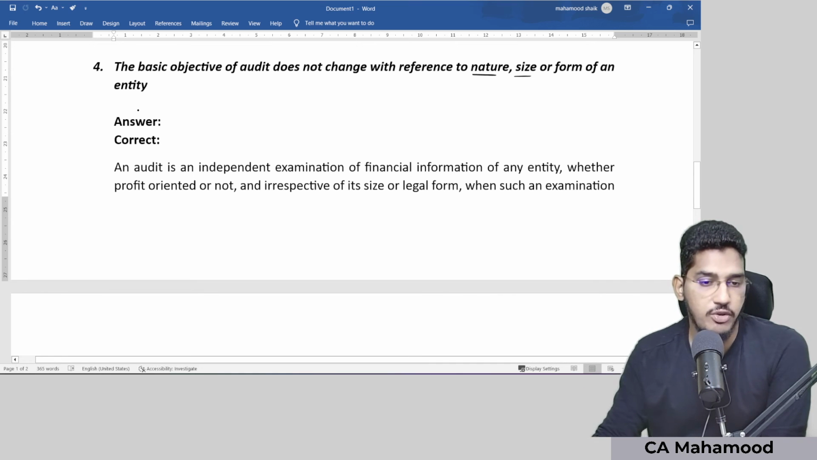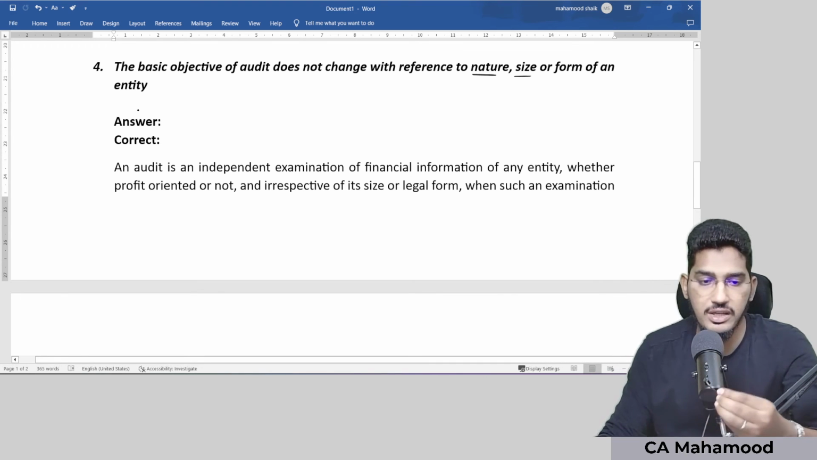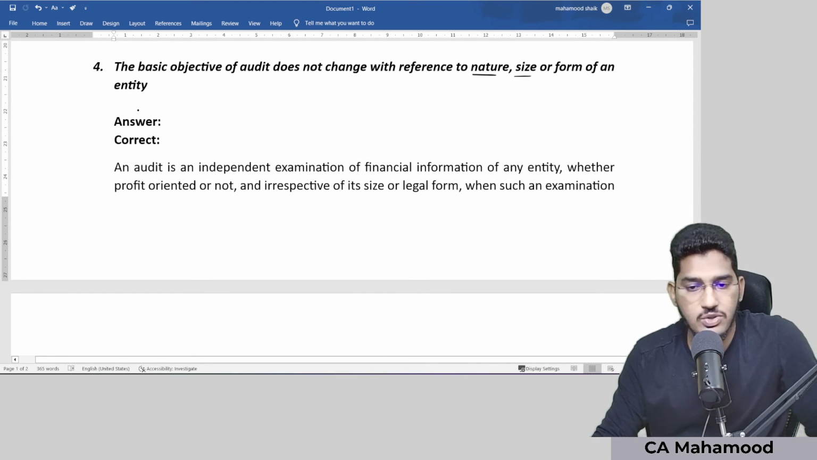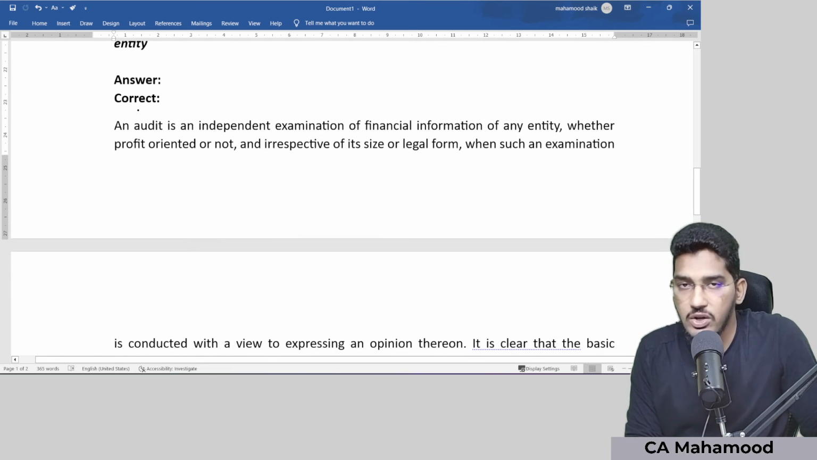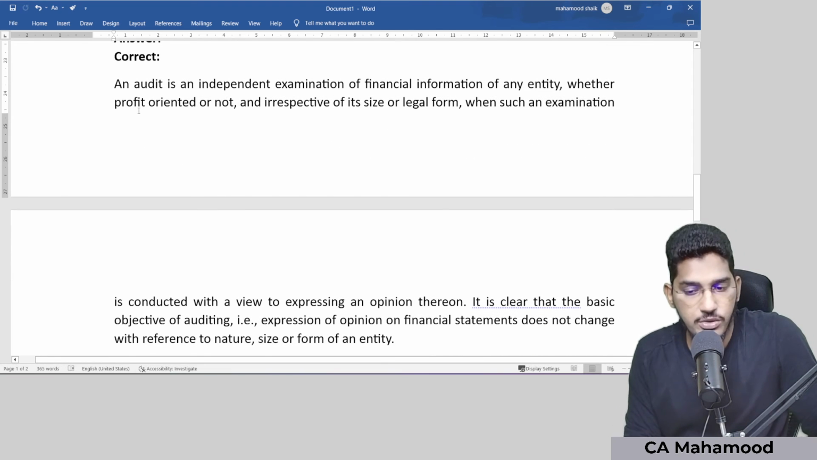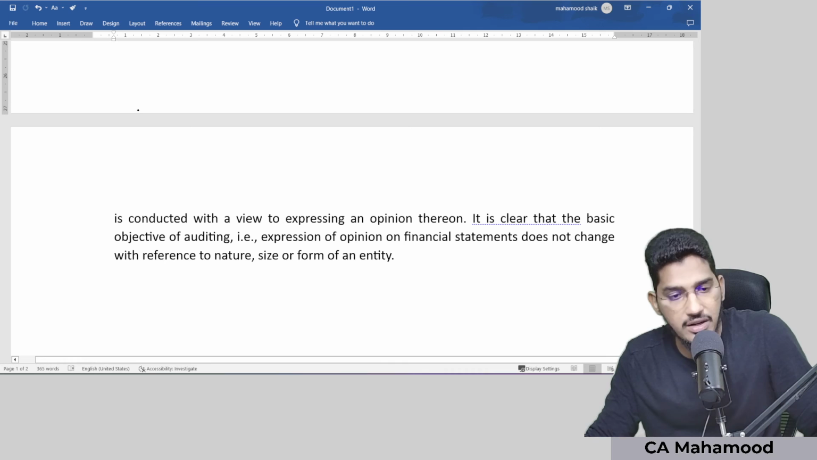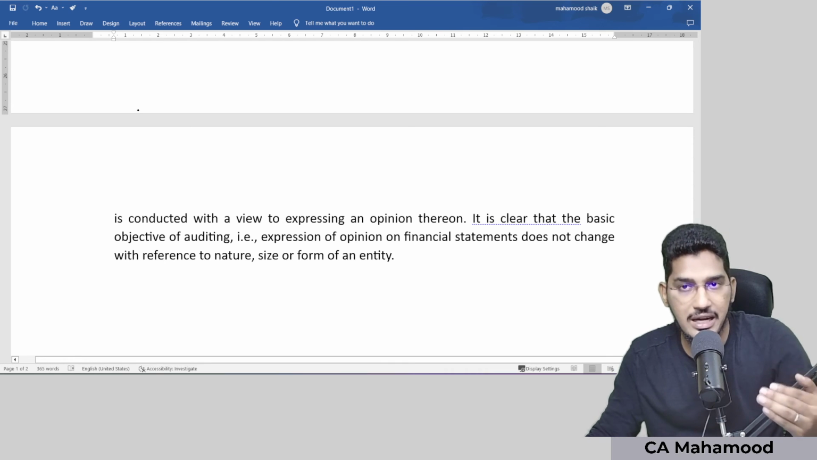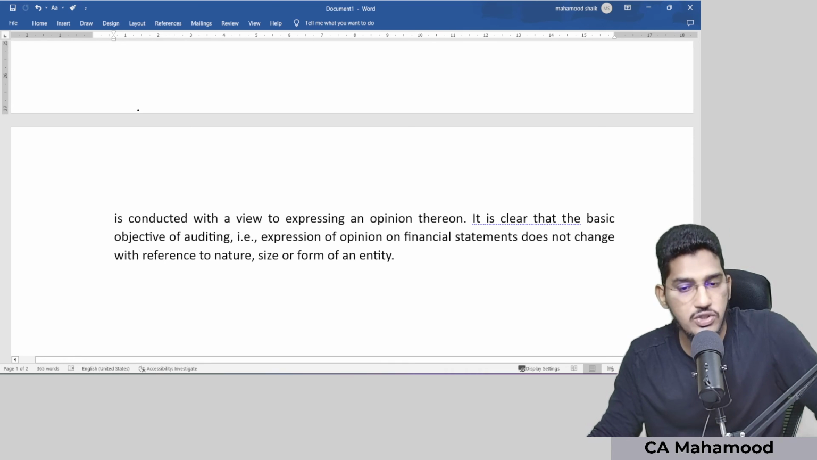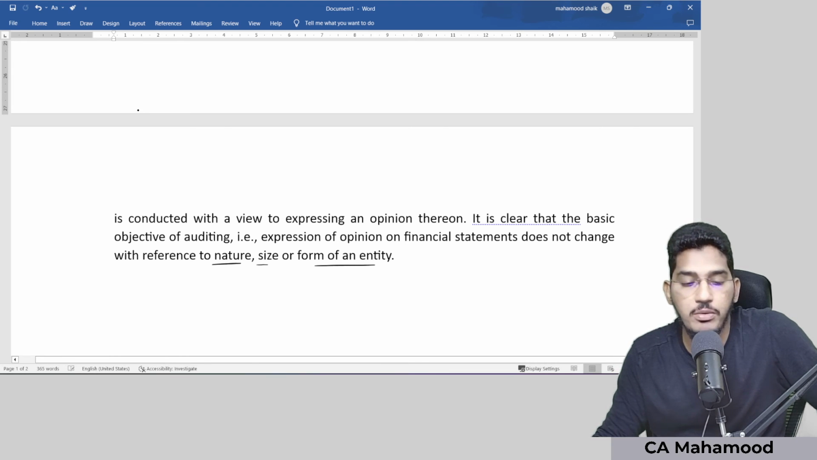First, write the definition of audit. So first write the complete definition of audit. An audit is an independent examination of financial information of an entity, whether or not profit oriented, irrespective of its size or legal form, when such an examination is conducted to express an opinion. So first we will write the definition. Then we will write the given statement. So it is clear that the basic objective of audit, that is expression of opinion on financial statements, does not change with nature, size or form of an entity.